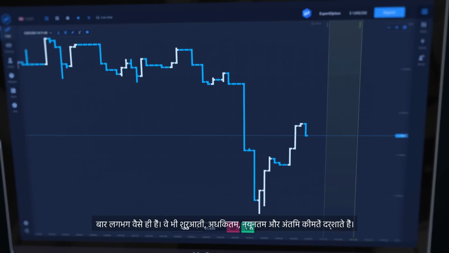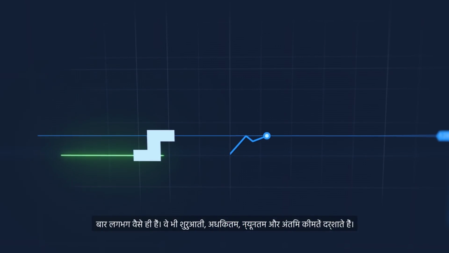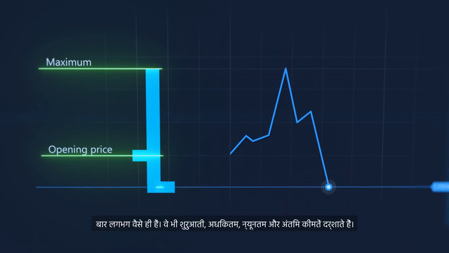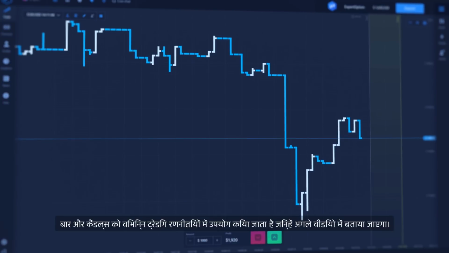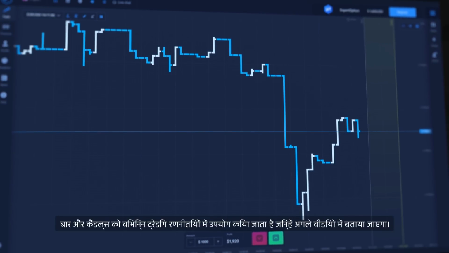Bars are almost the same. They also show opening, maximum, minimum and closing prices. Bars and candles are used for various trading strategies that will be explained in our next videos.